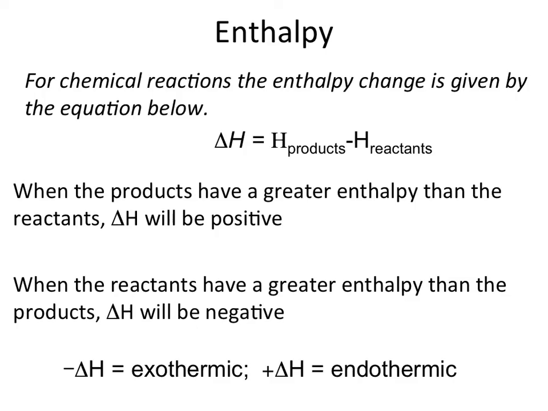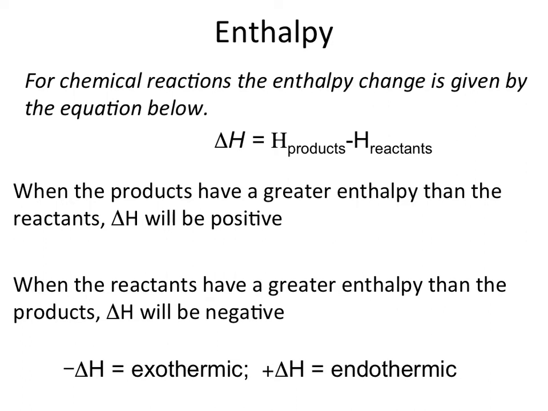So for chemical reactions, the delta H, or the change in enthalpy, is going to be directly related to the difference between the enthalpy of your products and your reactants. So in a situation where your enthalpy of your products is greater than the enthalpy of your reactants, you're going to have a delta H that's going to have a positive value. Conversely, if you have products that have a smaller enthalpy than the reactants, you're going to end up with a negative delta H value, or negative change in enthalpy.